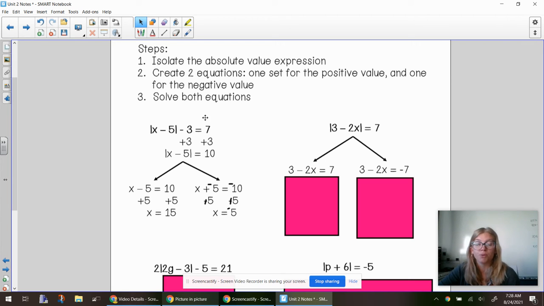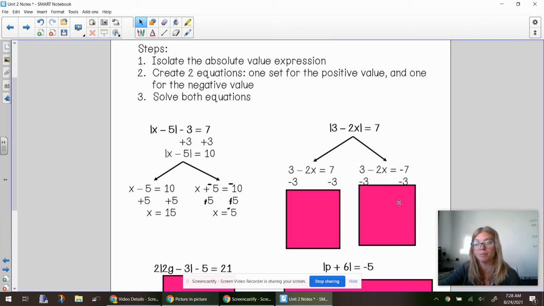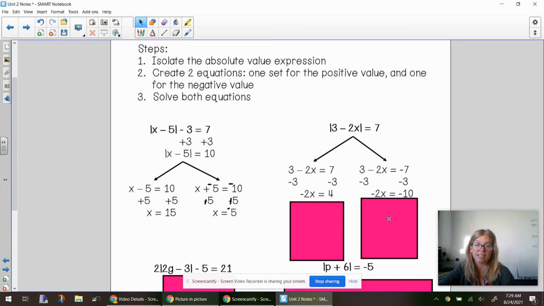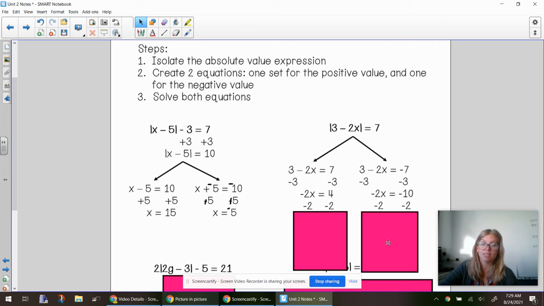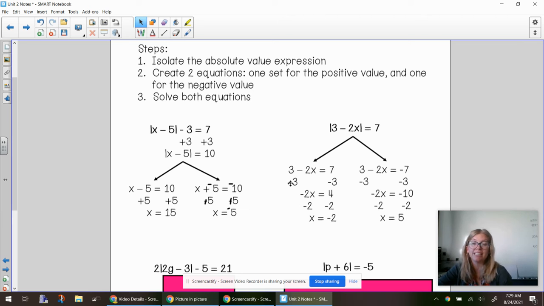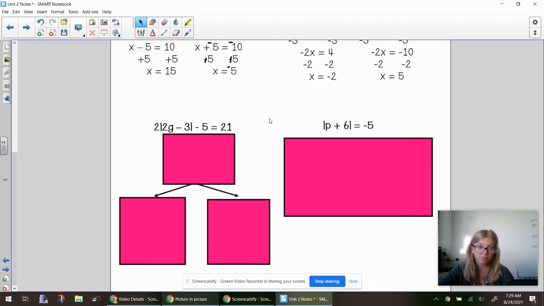Now we're going to solve both equations. So we got to undo addition and subtraction first. We have 3 out here, so we're going to start by subtracting 3 from both sides of the equal sign. I'm going to do it on my other equation as well. That gives me negative 2x equals 4, and negative 2x equals negative 10. I'll divide both sides of my equal sign by negative 2. And I have x equals negative 2 and x equals 5. I need both of these answers to make my equation correct.